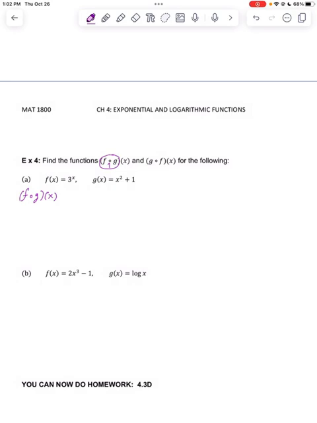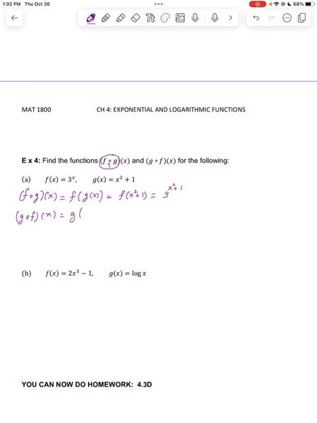So we read it as f composed with g, and we say this is the same thing as f of g of x, which means f of x squared plus 1, which means wherever I have x in f, that x will be replaced by x squared plus 1. That is the answer. Now the other way, g composed with f of x.